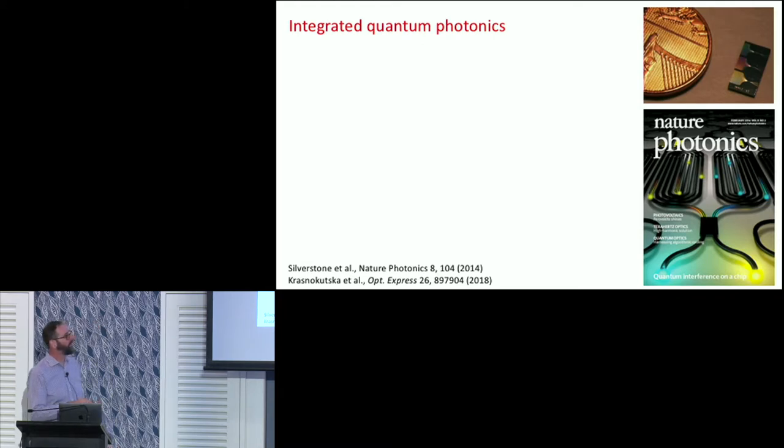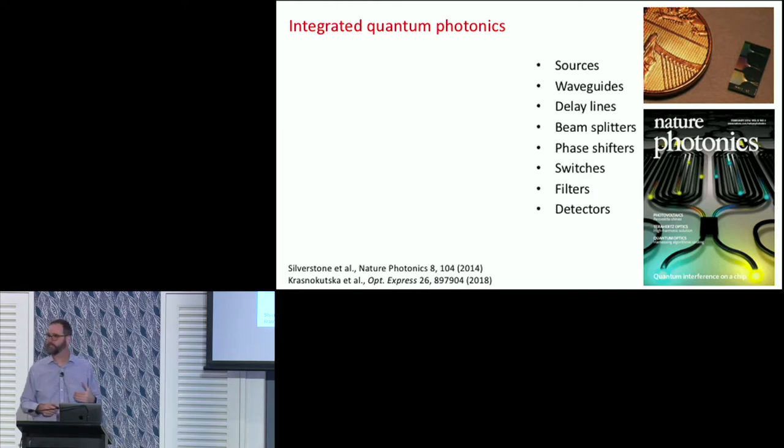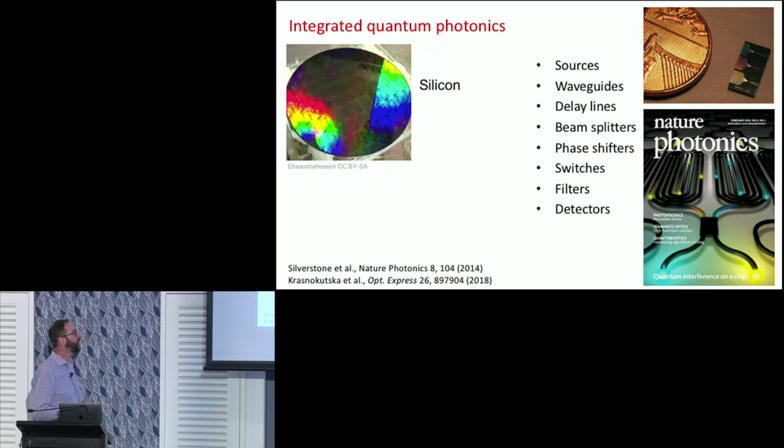Here is an example of a device that Alberto Peruzzo has worked on in the past. You can see it compared to the size of a small European coin. Many modes are squished into here, and it can even be made smaller. If we're going to go to this kind of platform, what one needs is sources, waveguides, delay lines, beam splitters, phase shifters, all the usual tools, and detectors in this integrated platform. So one's looking for a material system and a technology system where all of these things can be put together and realized in a practical way.